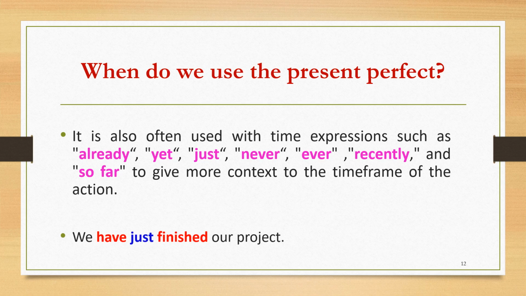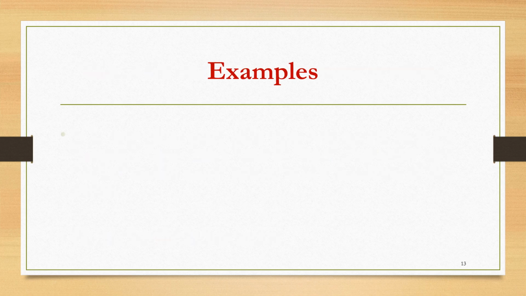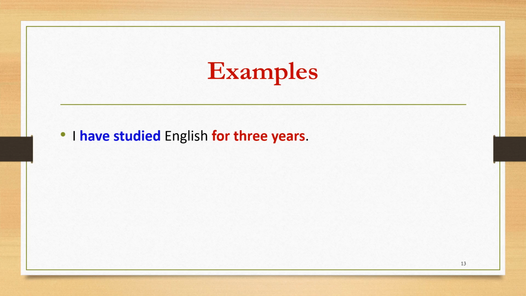Let's look at some examples. I have studied English for 3 years. I have highlighted here, in a different color, the expression that allows me to use the present perfect in this sentence: for 3 years. For 3 years is the duration, but it started in the past, 3 years ago, and it's still relevant to the moment of speaking. I have studied English for 3 years.